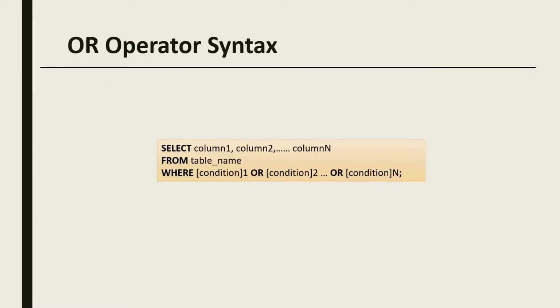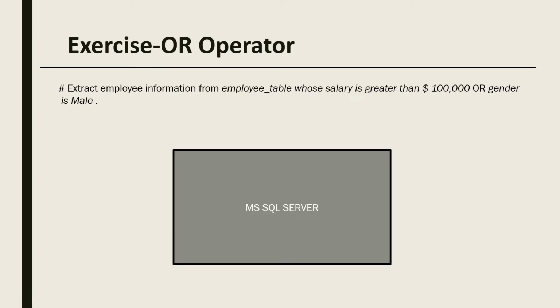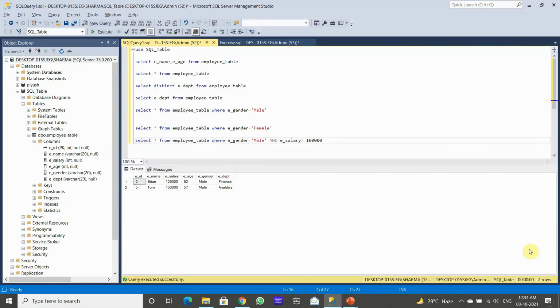The syntax for the OR operator is SELECT the column names, then FROM followed by the table name, WHERE then a condition is put, OR another condition is put forward. Okay, let's do an exercise to understand it. Extract employee information from the employee table whose salary is greater than 100k or gender is male. Okay, two conditions have been given.